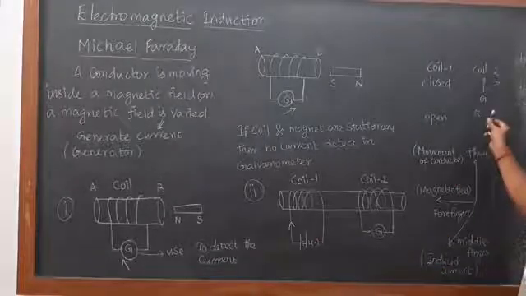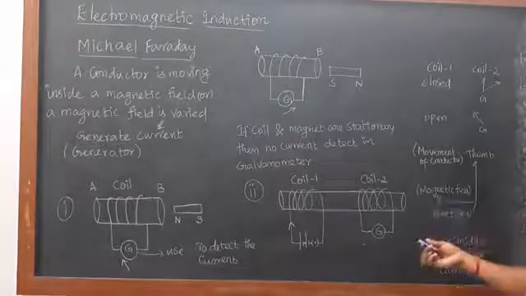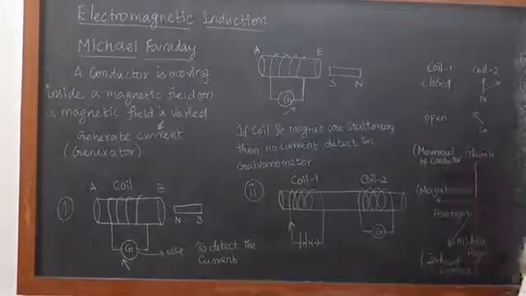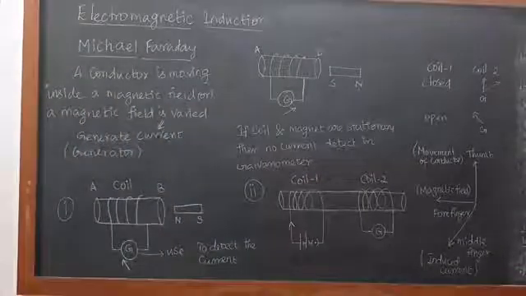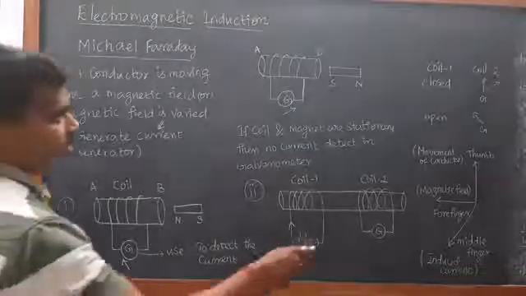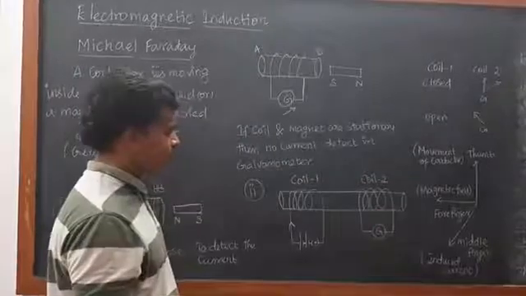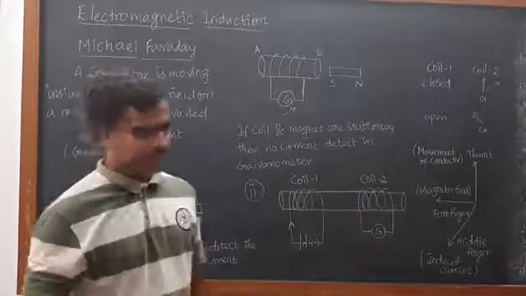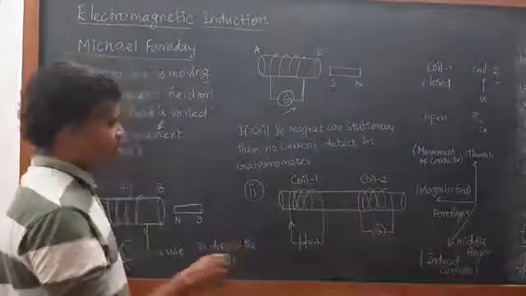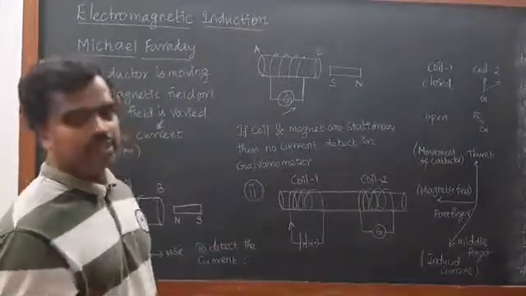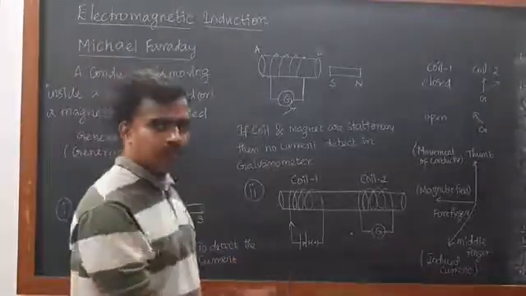If you open this key, the galvanometer will show the deflection in the opposite direction, right? This is the second way we can talk about electromagnetic induction. This reverse direction shows that the current flows from the opposite direction, right? And from this, these are the two ways we are producing the current. One is here and the second one is here, okay?